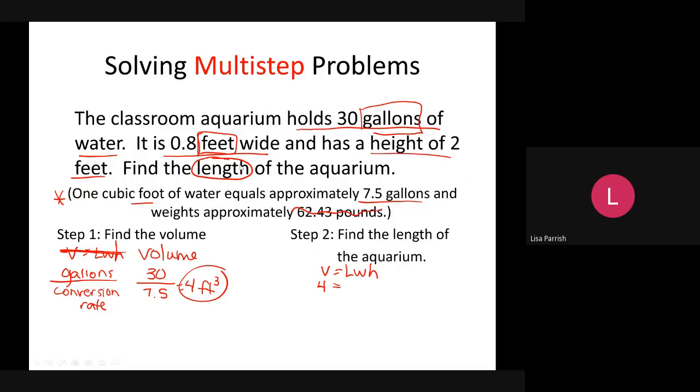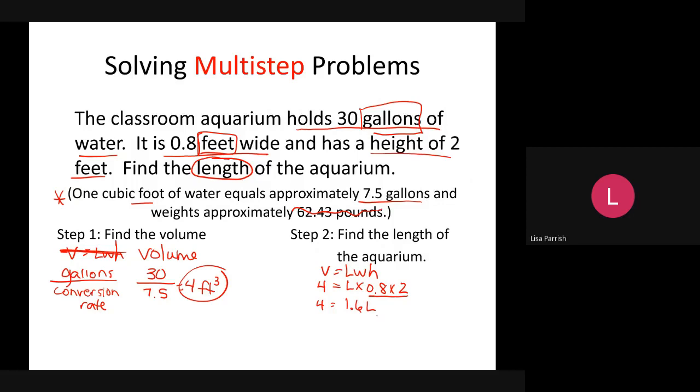We're finding the length. Notice the question says find the length, so nothing should replace the L yet. The width is 8/10. The height is 2. So I've plugged in all of my numbers. Now, just like we did at the beginning of the lesson on those easier problems, you want to multiply the two numbers that you have right there. So in your calculator, do 8/10 times 2, and I get 1 6/10 times L.